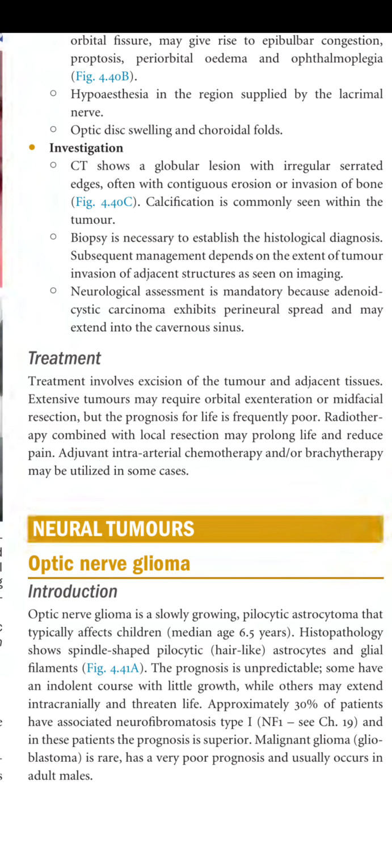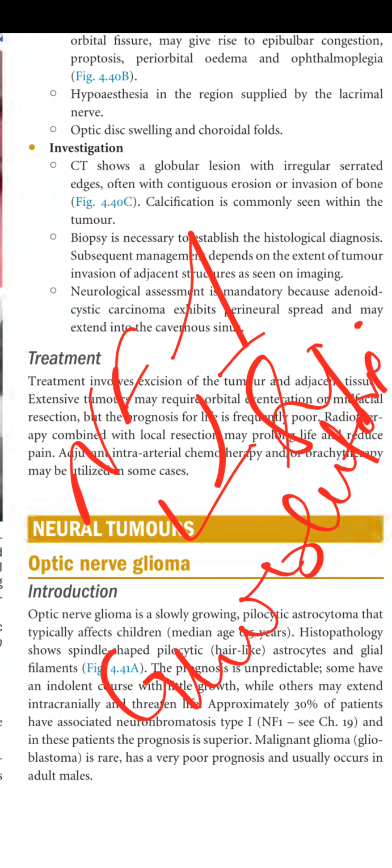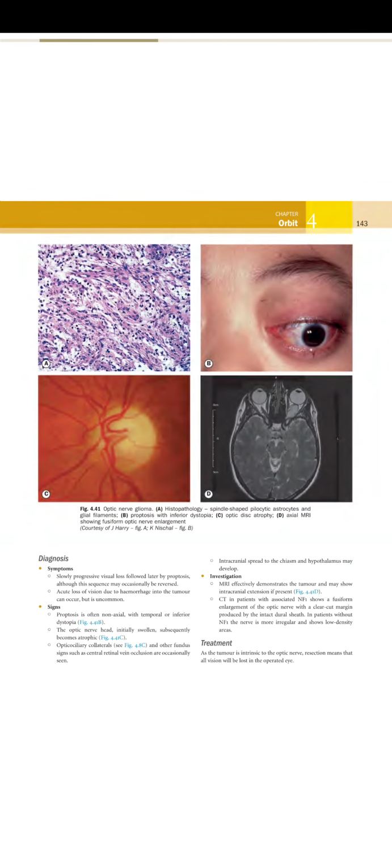The prognosis is unpredictable. Some have an indolent course with little growth, while others may extend intracranially and threaten life. Approximately 30% of the patients have associated neurofibromatosis type 1, and in these patients the prognosis is superior. So very important: whenever a patient with NF1 presents with optic nerve glioma, they will have a superior prognosis. A malignant glioblastoma is rare but has a very poor prognosis and usually occurs in adult males. So glioblastoma is a more malignant tumor, and it usually occurs in adult males especially.